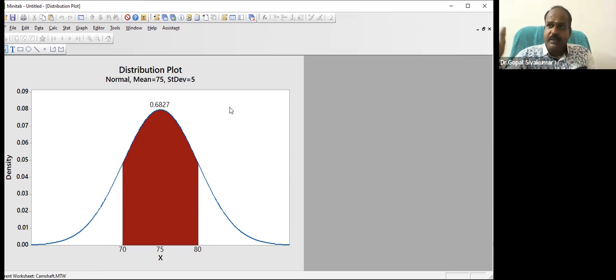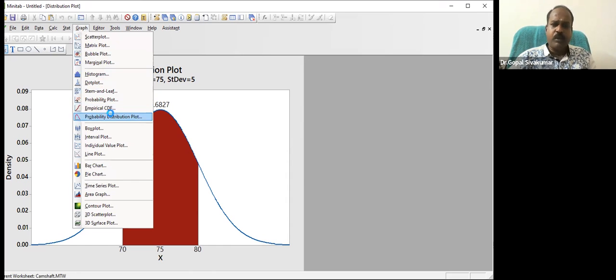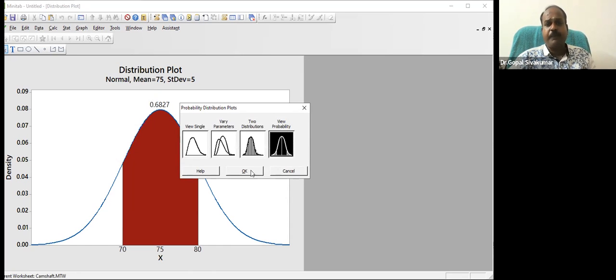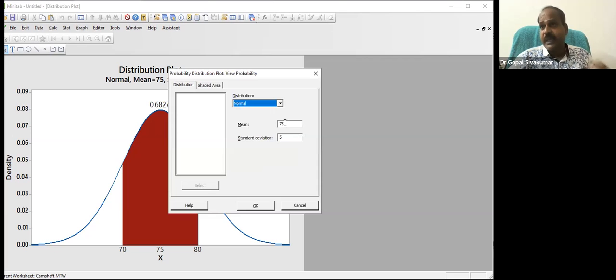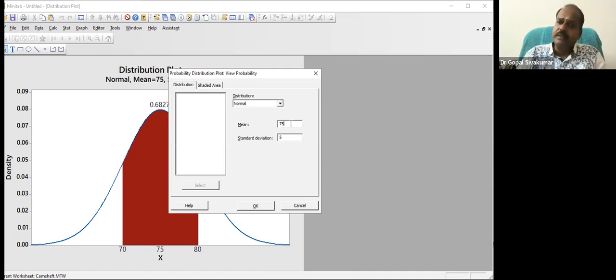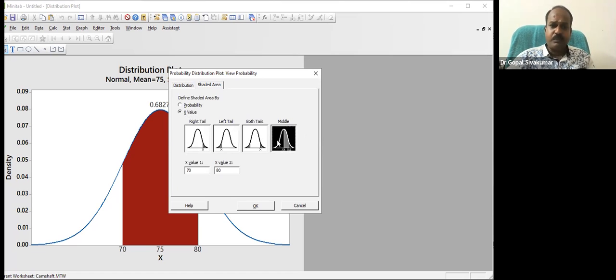Now let me expand the range. When I expand the range, what will happen to the area? The area will increase, am I right? Go to Graph, go to Probability Distribution Plot. Same thing, view probability. Now keep the same average, same standard deviation. You can call it anything. Let us say the length of the camshaft. The average length of the camshaft is how much now? 75 mm. Standard deviation 5 mm. Shaded area, X value, probability. Now instead of 70, I am typing 65. Instead of 80, I am typing 85.